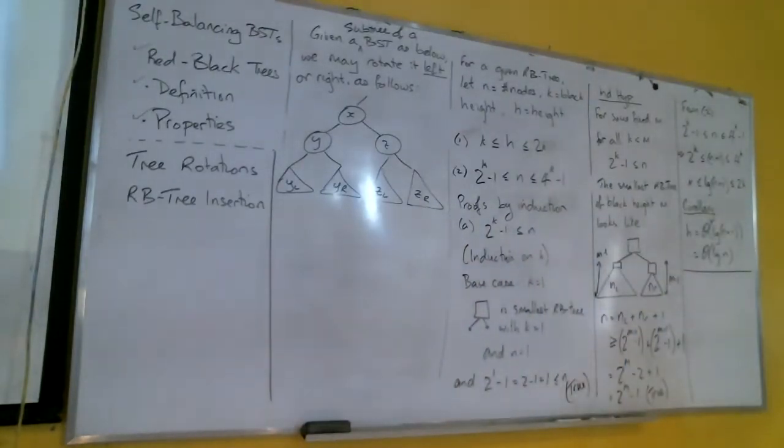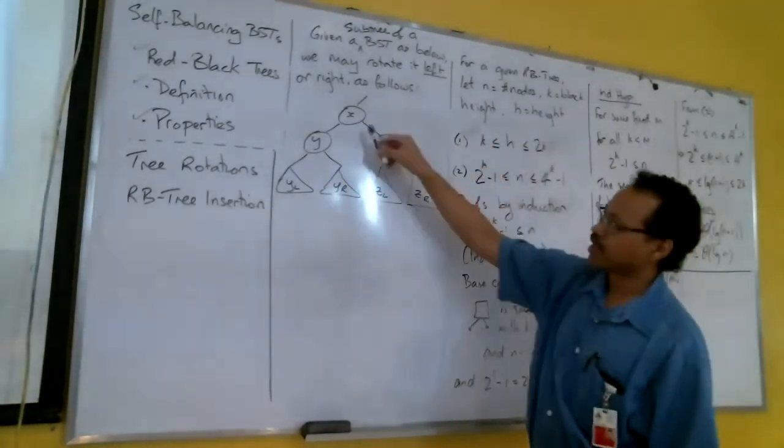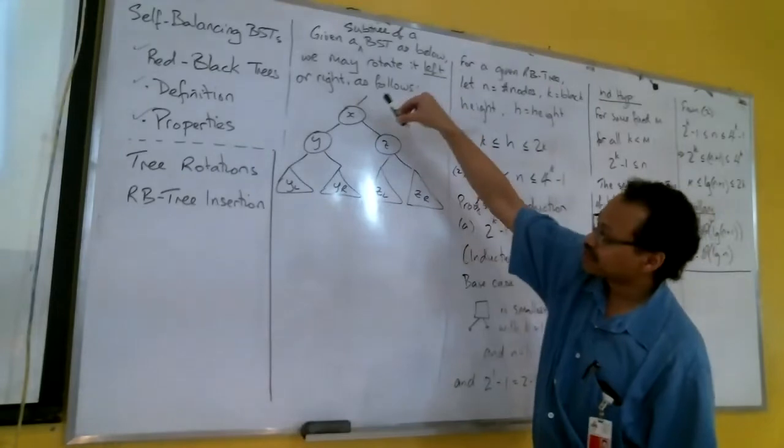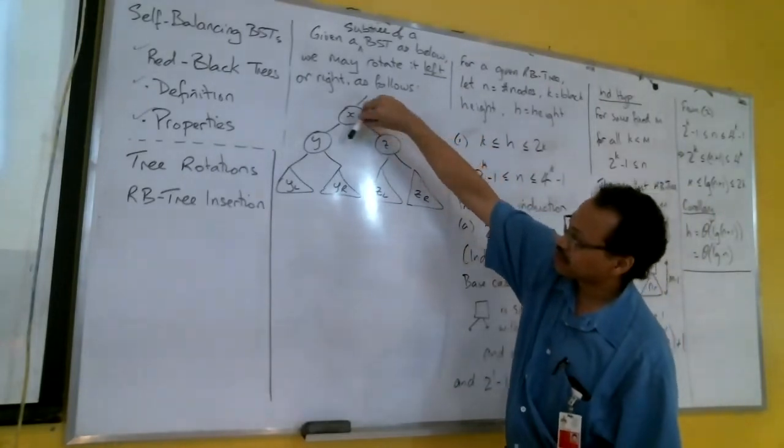Now, if I rotate this left, how I want you to think about this is that I'm turning the link that goes to the right, I'm rotating that left. That's what you want to think about. So a left rotation about X is actually taking this link and turning it like that.